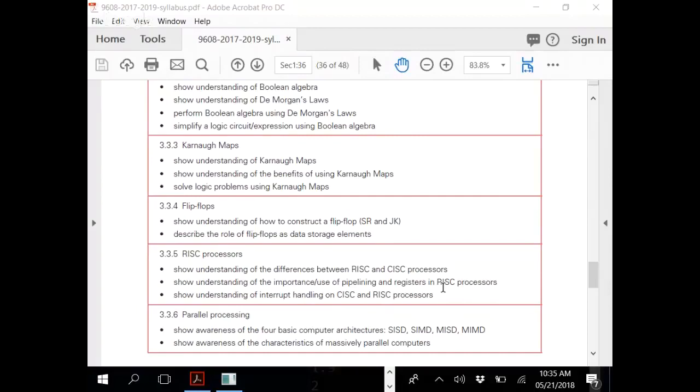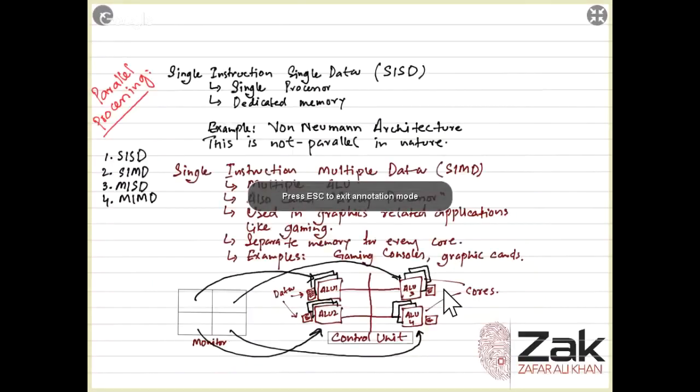Alright, to understand pipelining, we have to actually study parallel processing. So let's study parallel processing, and pipelining will be covered alongside it. What is parallel processing?